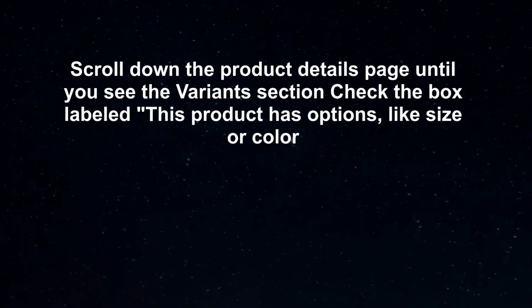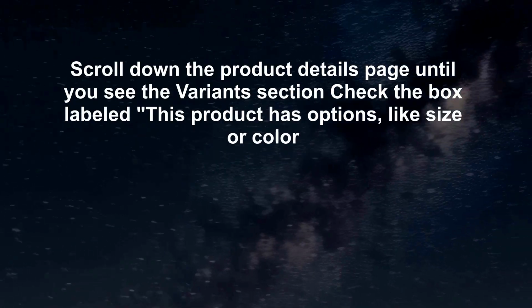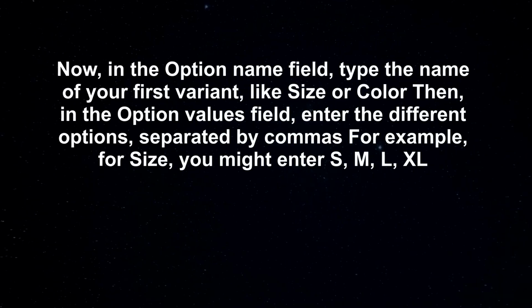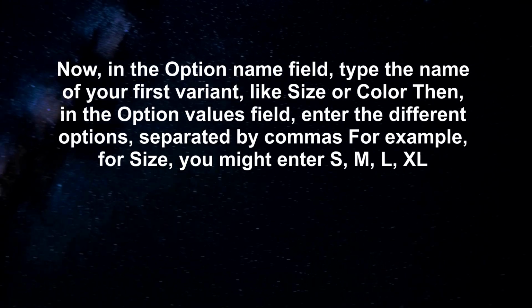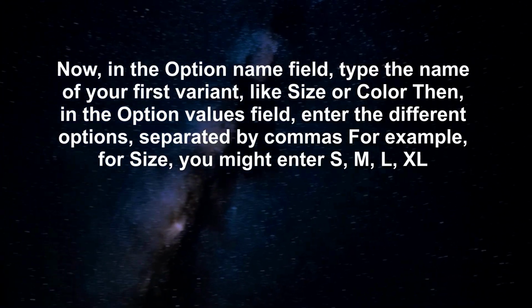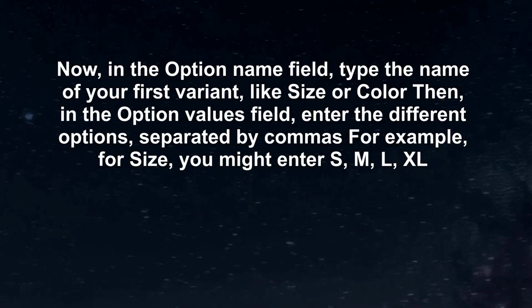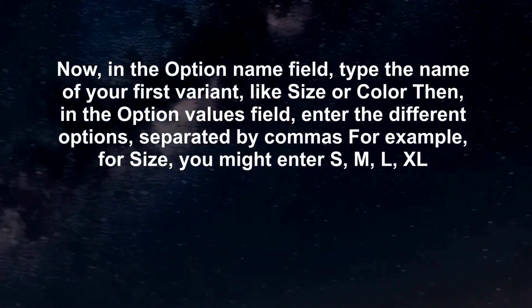Scroll down the product details page until you see the variants section. Check the box labeled "This product has options," like size or color. Now, in the option name field, type the name of your first variant, like size or color. Then, in the option values field, enter the different options separated by commas. For example, for size, you might enter S, M, L, XL.